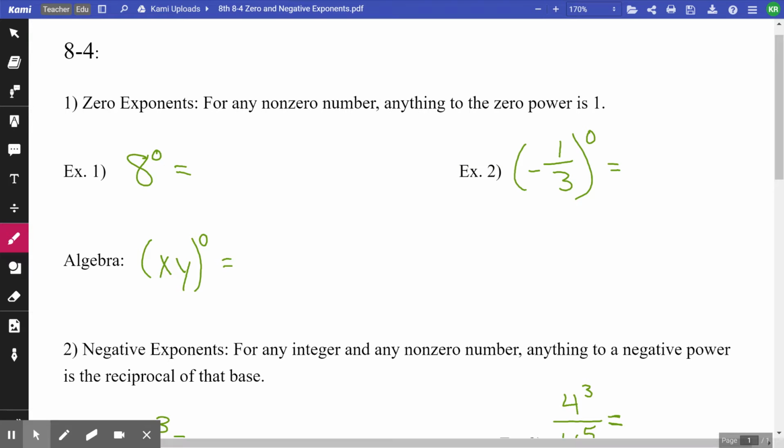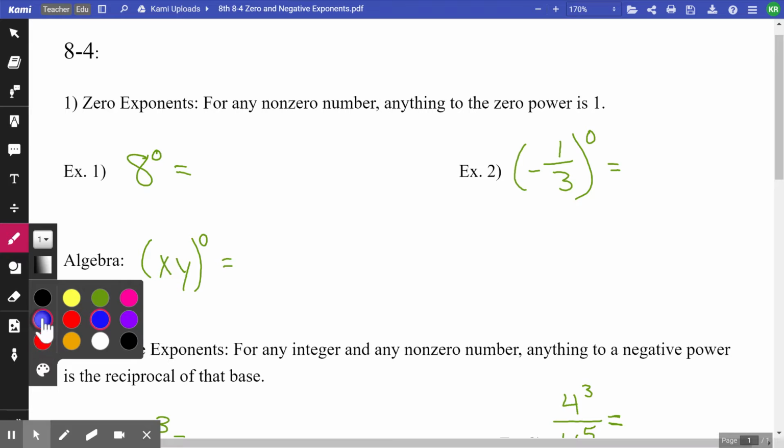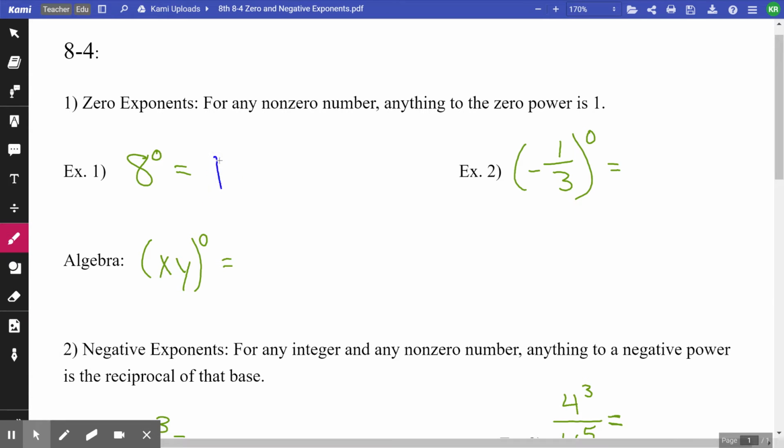All right, so for 8.4, which is zero and negative exponents. When we have zero exponents, what that really means is zero as an exponent. For any non-zero number, anything to the zero power is 1. So 8 to the zero power is 1. If we have negative 1/3 to the zero power, that is also 1. And if we have x times y to the zero power, that's also 1.